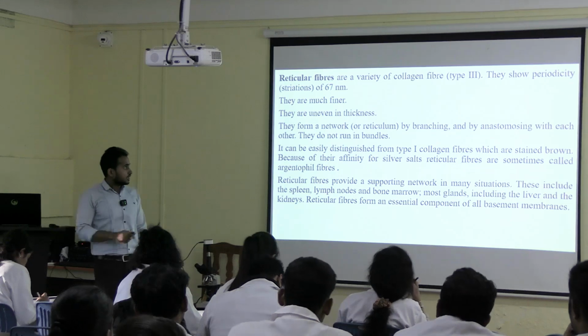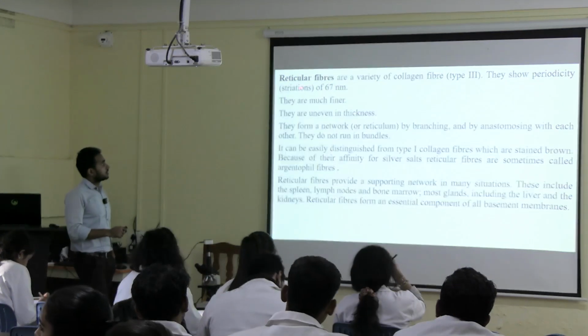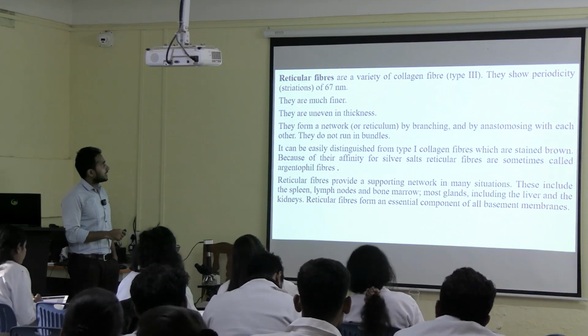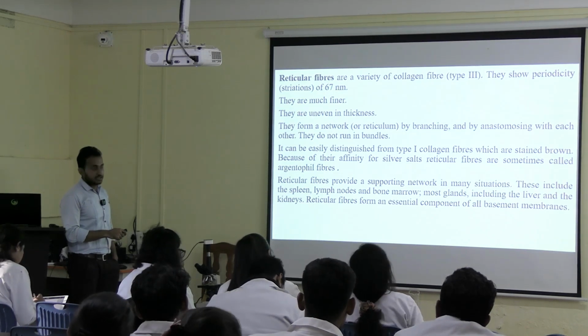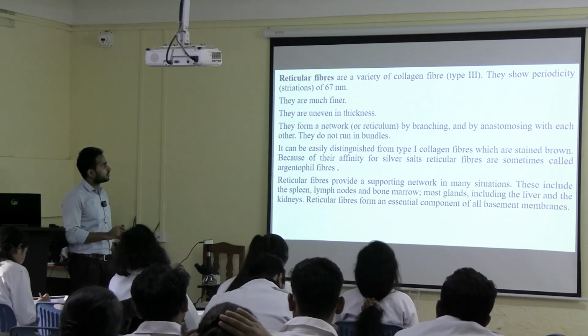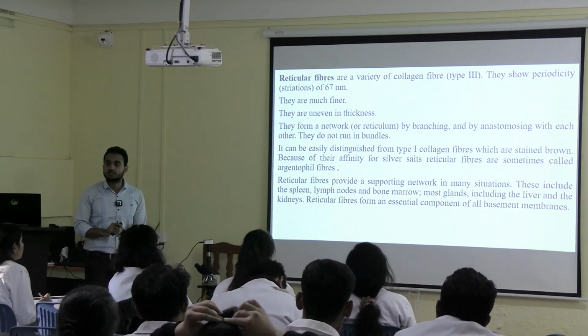They do not show striations or periodicity. Next, they are much finer, that means very thin. They are uneven in thickness. They are in the form of a network. Now what is the meaning of this?